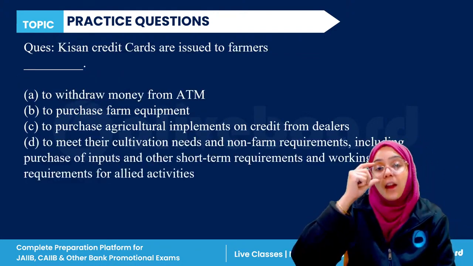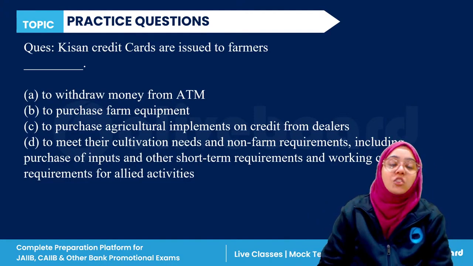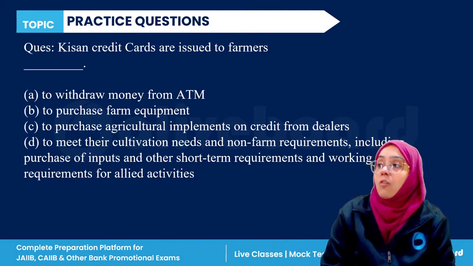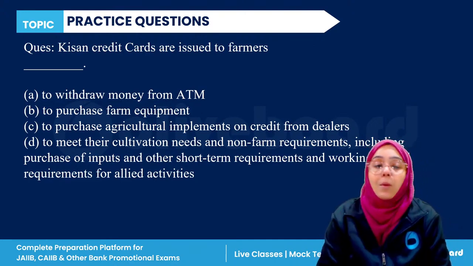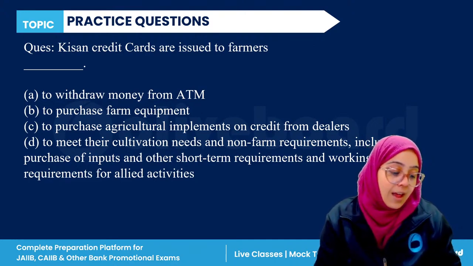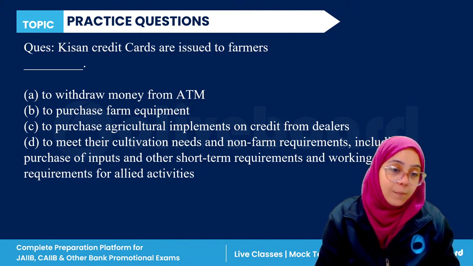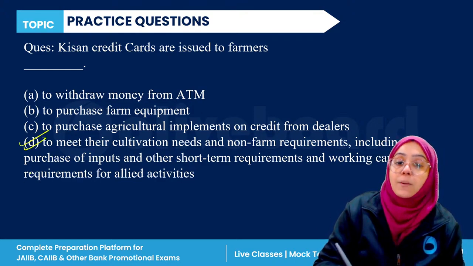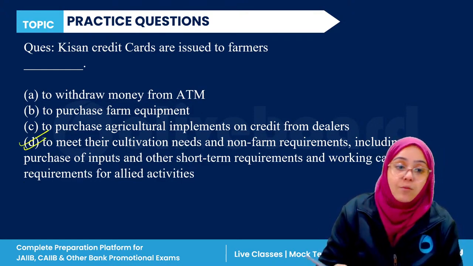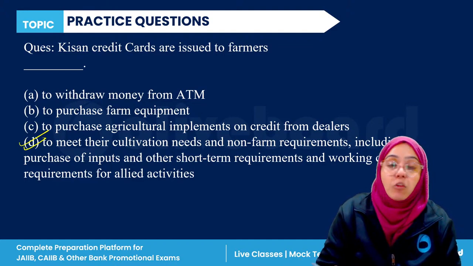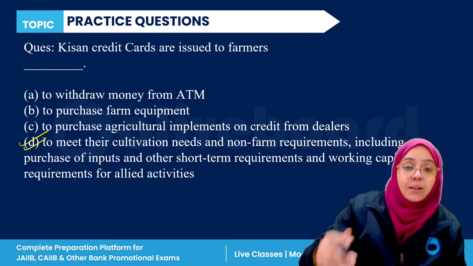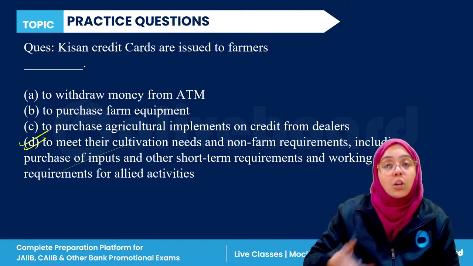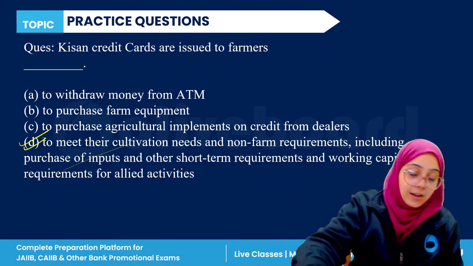Next question. Kisan credit card is issued to the farmer for which of the following purposes? Just read out and answer this question. It is issued to meet their cultivation need and farm requirements, including the purchase of inputs, short-term requirements, and working capital requirement for allied activities. So D is the correct answer here. No, it is not for withdrawing money from ATM. No, D is the correct answer.